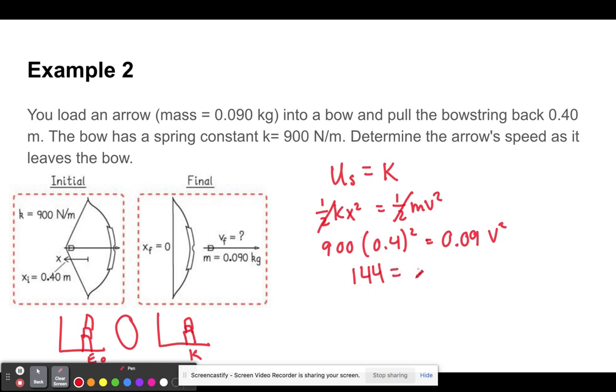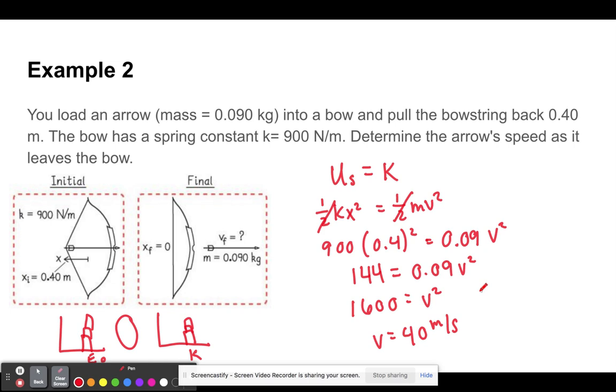And then we've got 0.09 v squared. So I'm going to divide that 0.09 to the other side, which gives me 1,600 equals v squared. And then I just need to square root that, 1,600, which gives me a velocity of 40 meters per second.